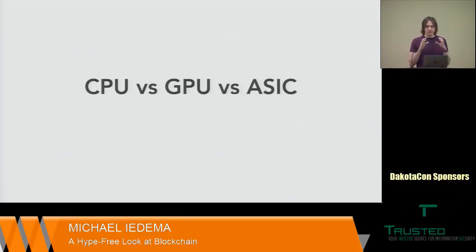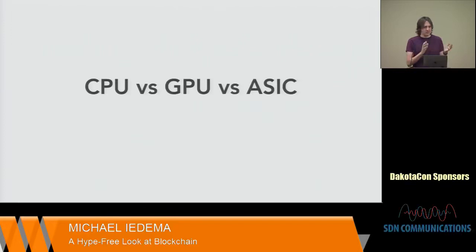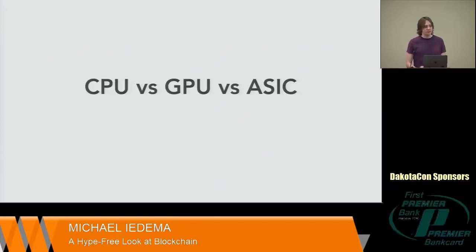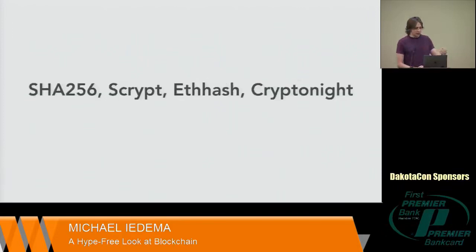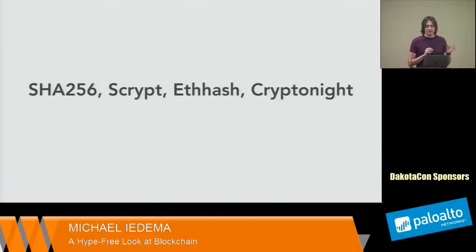So what you're talking about in order of magnitude is CPU, maybe you can do hundreds of hashes a second. GPU, maybe thousands, tens of thousands. ASIC might be hundreds of millions. I mean, it's designed to just do that. It's not a general-purpose computer. So there's been a lot of work on making these algorithms ASIC resistant.